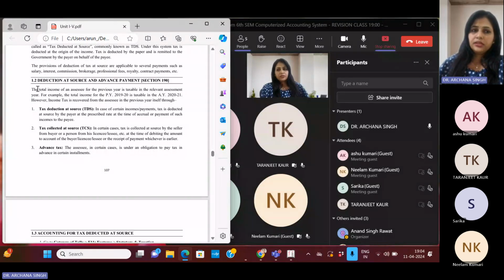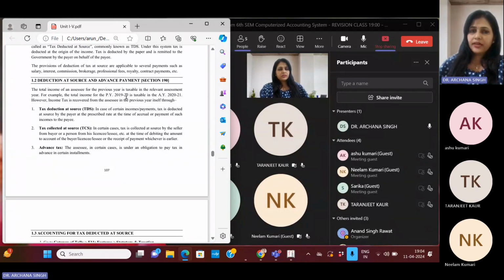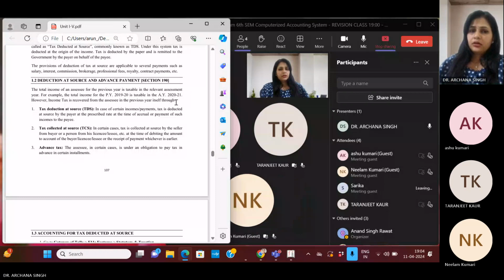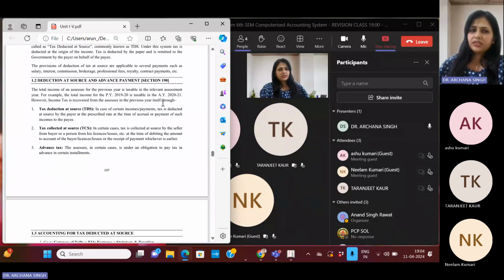The total income of an assessee for the previous year is taxable in the relevant assessment year. For example, if your total income in previous year 2019-20 is taxable in your assessment year 2021. But income tax is recovered from the assessee in the previous year itself through TDS, through TCS, through advance tax. TDS is what? In certain income payments, tax is deducted at source by the payer at the prescribed rate at the time of accrual or payment of such income to the payee.